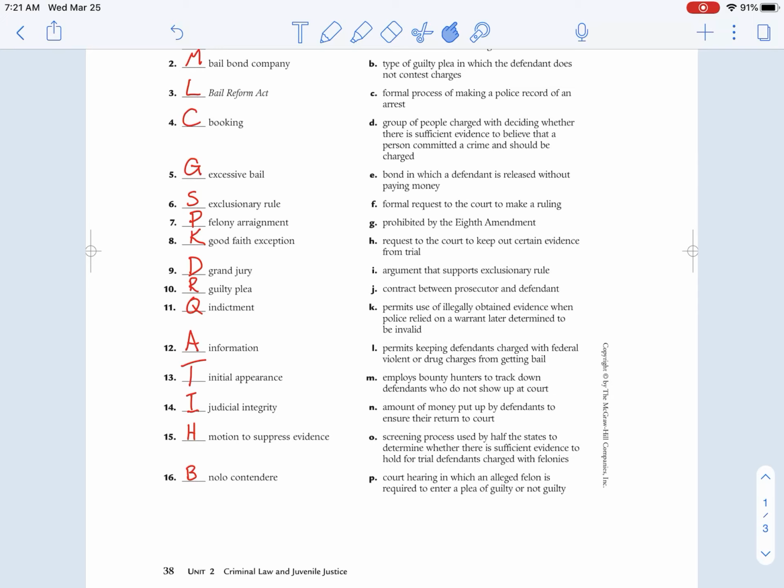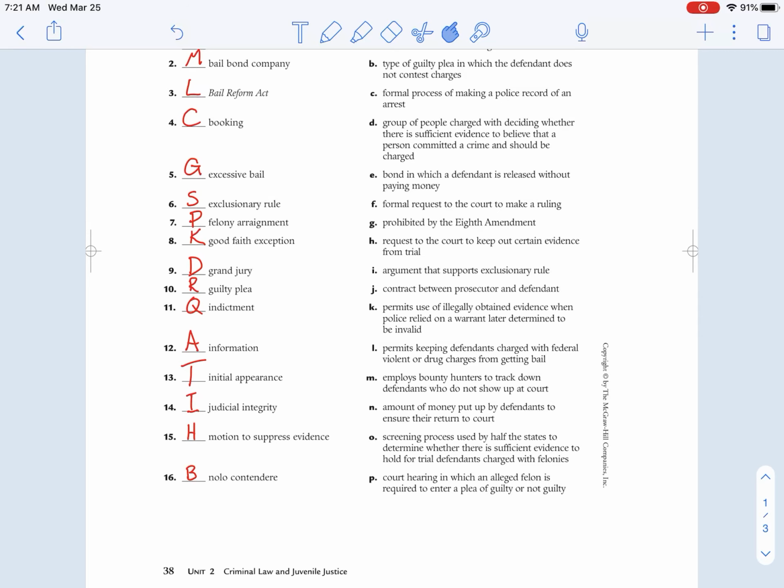Number 9, grand jury is D. A group of people charged with deciding whether there is sufficient evidence to believe that a person committed a crime and should be charged. So a grand jury is used by many jurisdictions to determine, especially in serious felony trials, whether or not a trial can actually proceed.